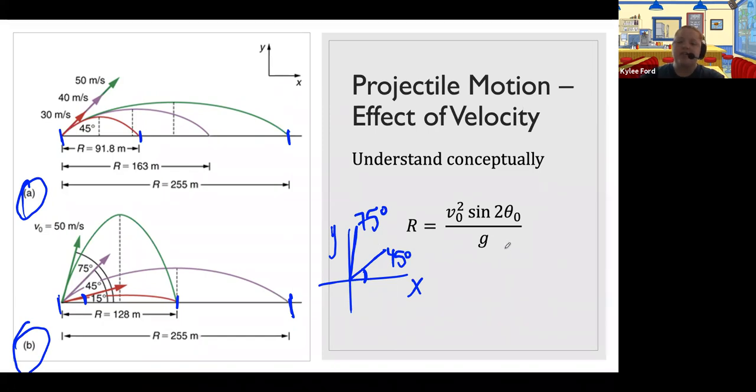And there is an equation here. I'm not sure if we're going to really look at it, but there it is just in case. So our radius, or the distance that the ball travels, is based on the square of the initial velocity, times the sine of 2 times the angle theta 0, divided by our gravity. Again, I wanted you to understand conceptually how it changes our outcome.